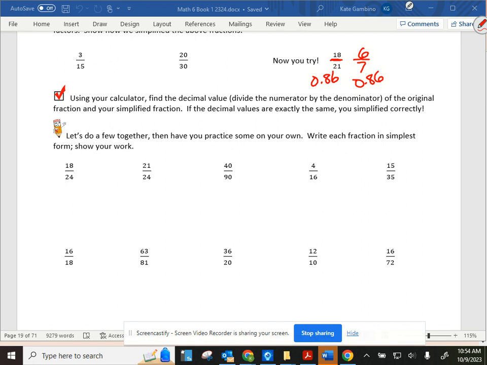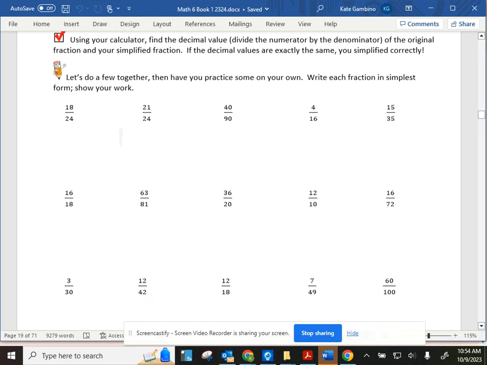So the big thing to remember is that the fraction bar means divide, and if we divide our numerator by our denominator, we should get the same decimal, so we have equivalent fractions. So let's do a few together, and then you are going to practice on your own. We're going to write each fraction in the simplest form, and you must show your work.